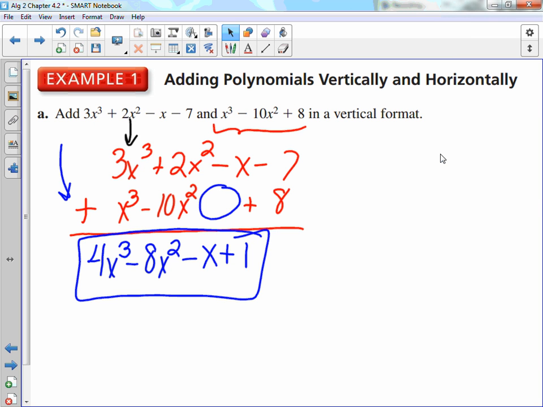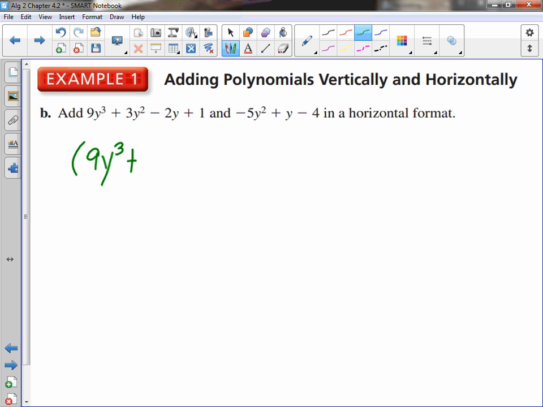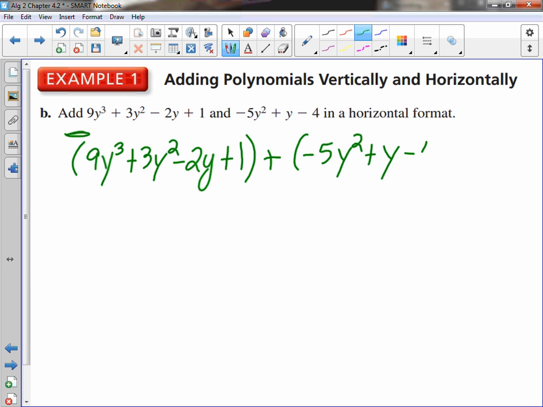So any questions on this vertical form? This is vertical, we're adding straight up and down. Or we can do it with subtraction, where we would be subtracting straight up and down. Now we also have horizontal. And we do this horizontally. 9y cubed plus 3y squared minus 2y plus 1. And we are, again, adding to it negative 5y squared plus y. So horizontal. It's straight across.